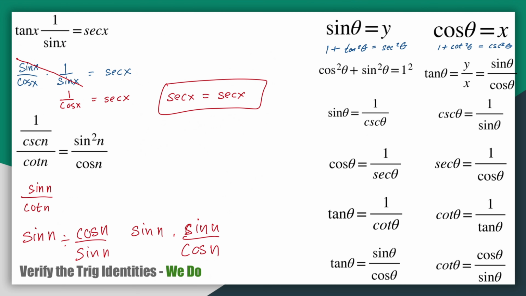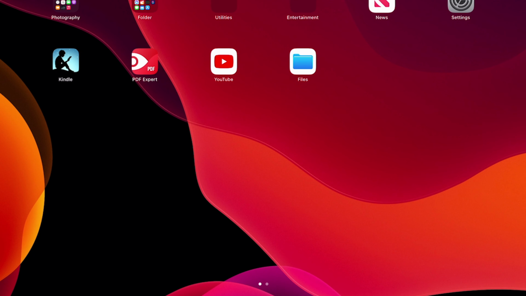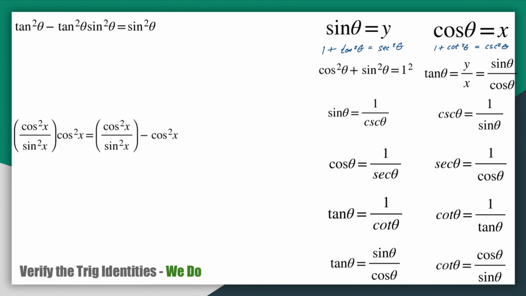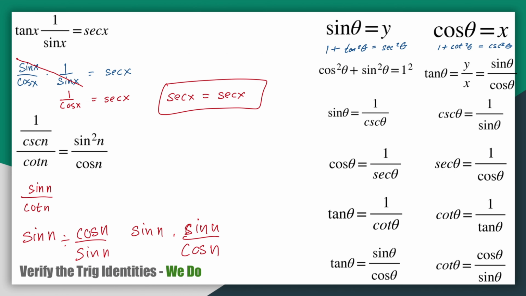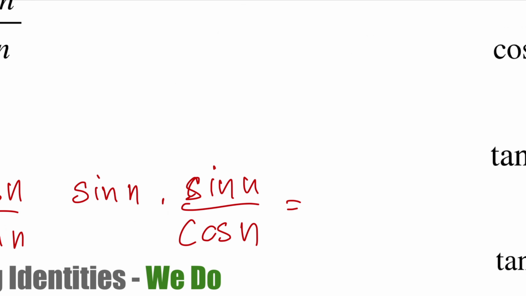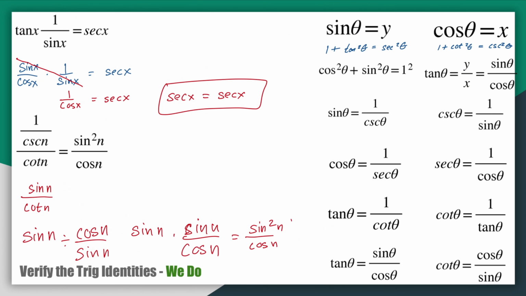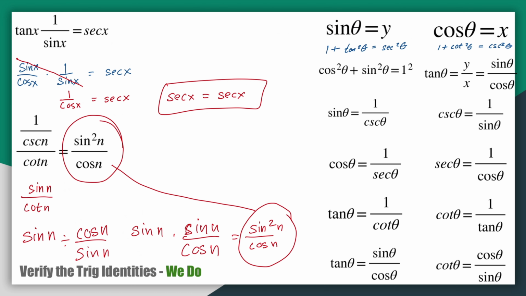Now look, this was a sine of n squared. Well, sine n times sine n gives you exactly that, right? That gives you sine squared of n over cosine of n. And look, sine squared of n over cosine n equals sine squared of n over cosine of n. So we didn't have to change the right side. Everything was fine, all right?